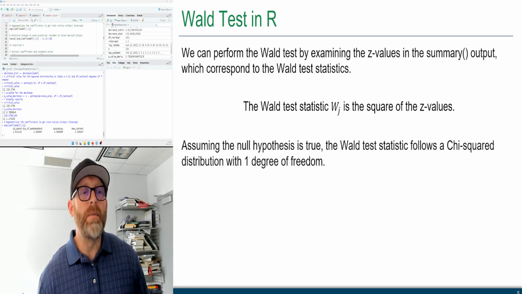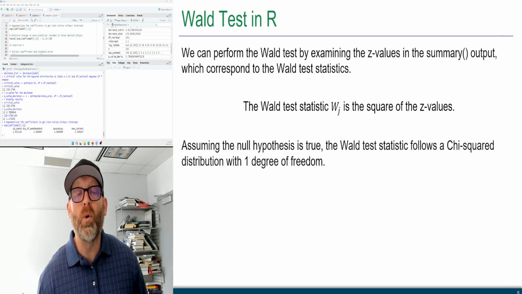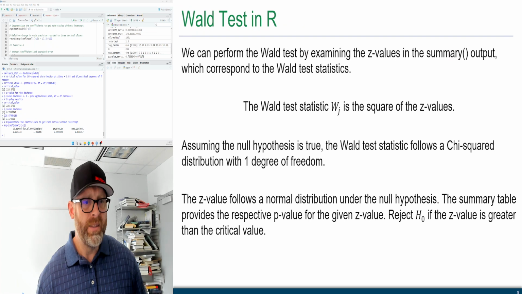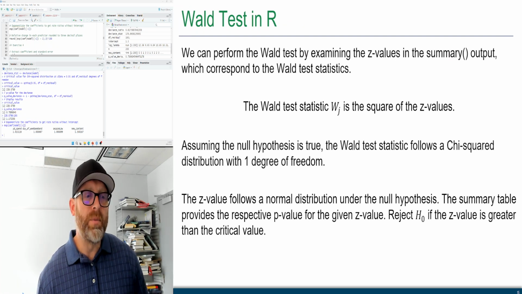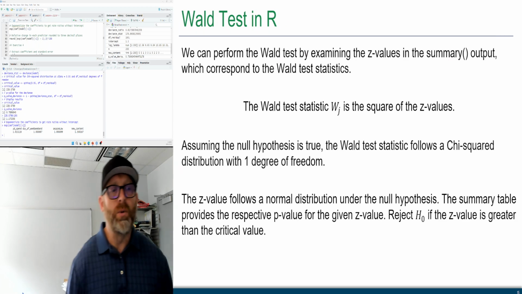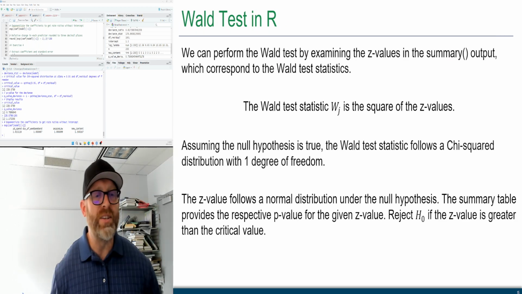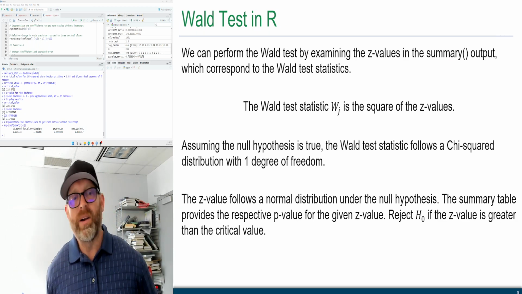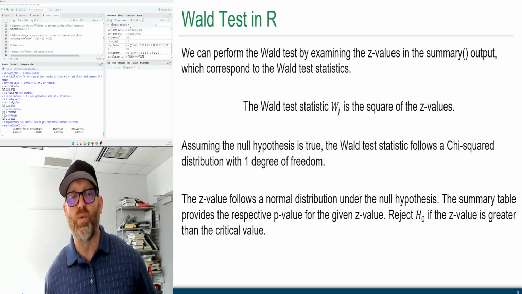All right, so assuming the null hypothesis is true, the Wald statistic follows, again, a chi-square distribution with degrees of freedom being 1 because we're only dealing with 1 parameter here. So if the Z values follow a normal distribution under the null hypothesis, the summary table provides the respective p-value for a given Z value. So we reject H0 if the Z value is greater than the critical value, or again, if we're looking at the p-value, if it is less than alpha.